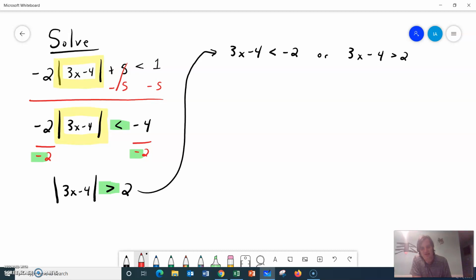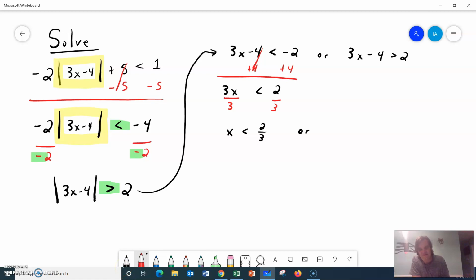3x minus 4 less than -2, so we will work on getting x by itself, so we'll add 4 to both sides. So that gives me 3x less than 2. I'll need to keep getting x by itself, so I'll divide both sides by 3. So eventually I get down to x less than 2/3. Okay. Now remember, we have a separate one to solve.